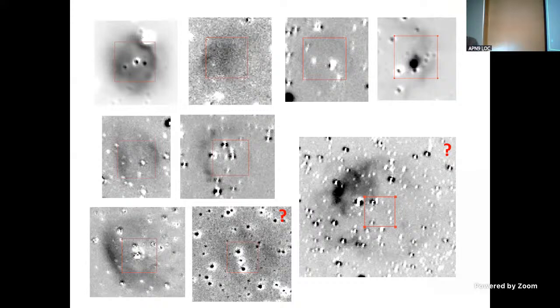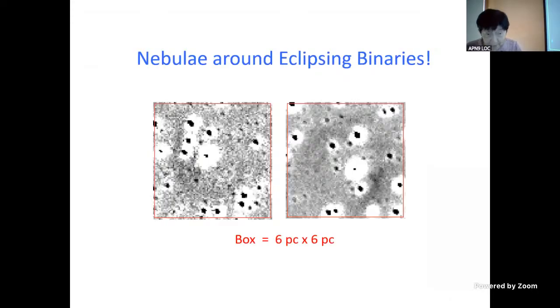This is too big. So the size here is something like 6, 7 parsec. So it's probably a wind-blown bubble, but the central star definitely is not a planetary nebula. This is not a planetary nebula. It's probably some kind of star. Now here comes the interesting thing. So there are these two nebulae.